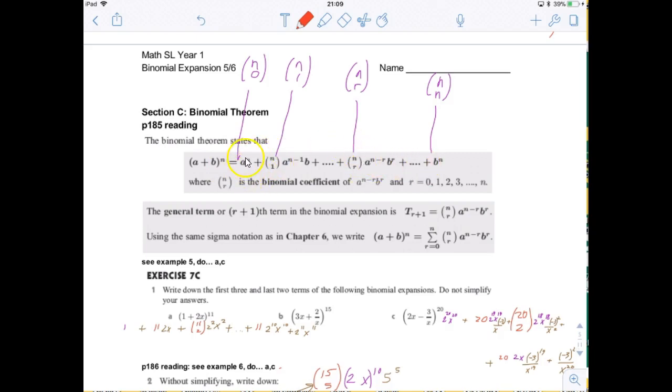How many terms do you have here? Well, we have 1, 2, 3, 4 terms. What are these dots here? The dots indicate that there's a bunch of terms in here that they are not showing. They're only showing certain terms. Which terms are they showing?